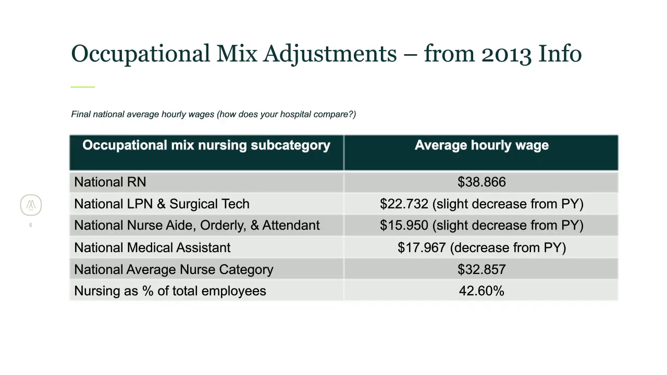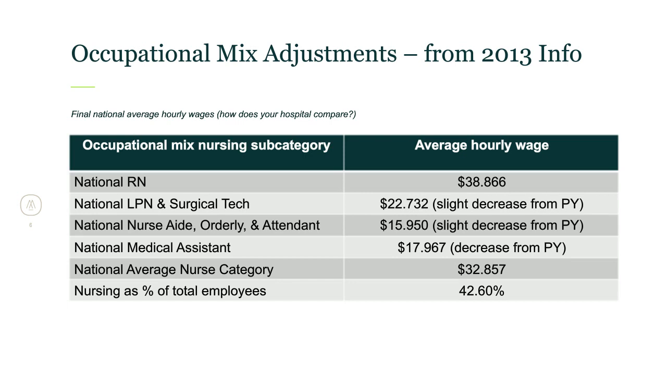In the Federal Register, the final national average hourly wages are on your slide. Again, these were published on August 14, 2017 in the Federal Register. This data originates from hospital calendar year 2013 payroll information and has been incorporated into the fiscal year 18 Medicare wage index factors in conjunction with each hospital's occupational mix adjustment. So as you can see, the changes noted are very slight.